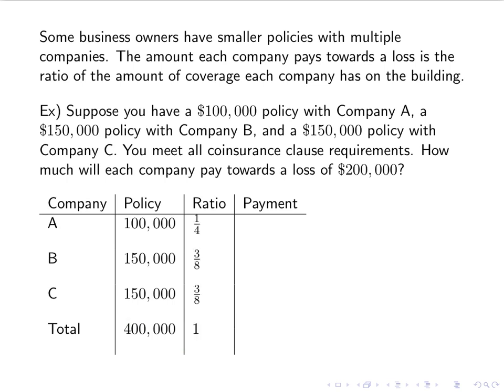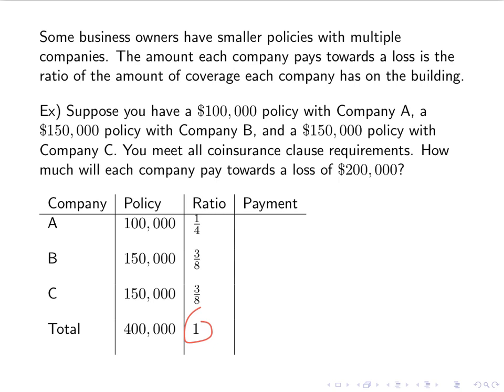Company A's ratio is 100,000 over 400,000, which is 1 over 4. B's is 15 over 40 if I get rid of the zeros and then cancel a 5, I'm left with 3 over 8. B and C should be the same. If I add them up, make sure you always get 1. Again, just like before, do not round. Make sure you're using the whole fraction.